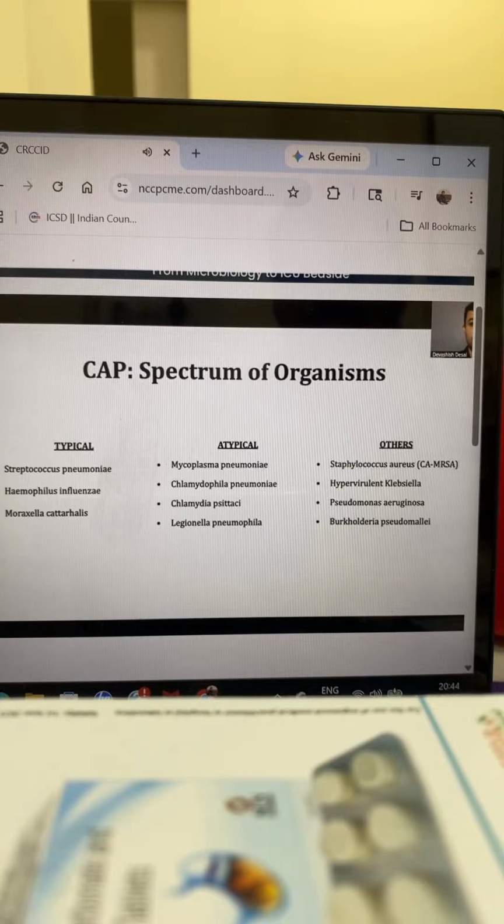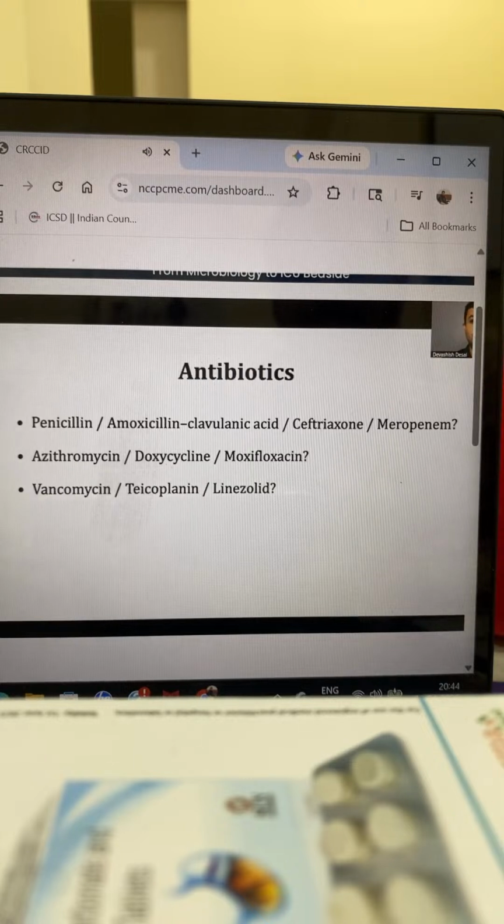Now I also want to cover atypical pathogens, right? So what options do I have for atypical pathogens? Traditionally, that option would have been a macrolide, right? So azithromycin. Macrolides work not by acting at the cell wall level, but they act at the level of the ribosome. So they block the synthesis of proteins. And the most common empirical choice of antibiotics for a CAP would be something like amoxiclav plus azithromycin or ceftriaxone plus azithromycin.